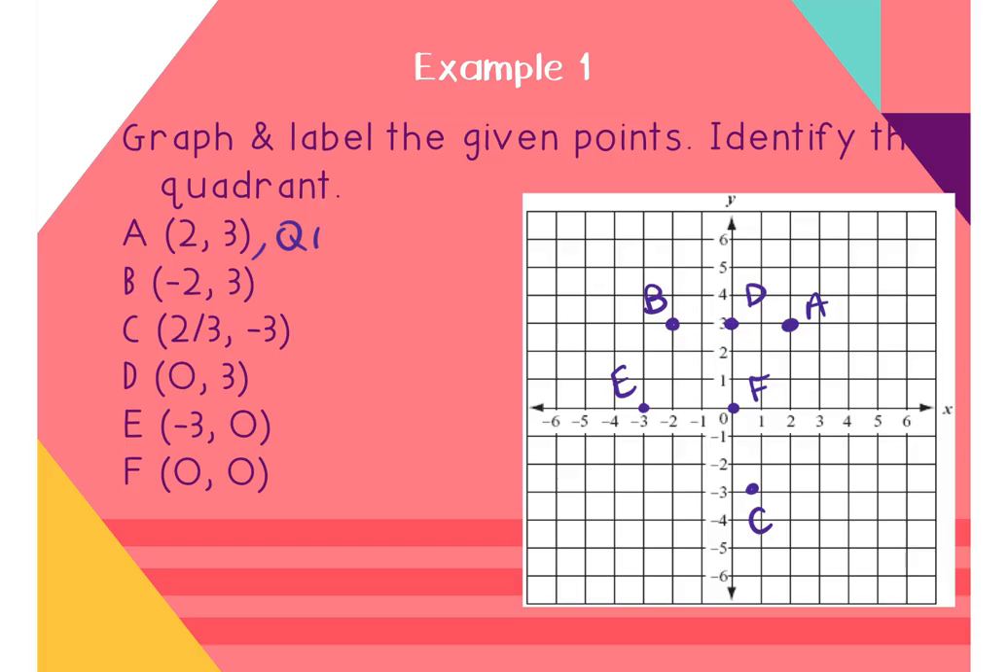All right, B, -2, left 2, up 3 would be in what quadrant? Quadrant 2. C, to the right 2, down 3 would be quadrant 4. D, 0, 3. Y-axis. So it doesn't lie in a quadrant. It lies on the axis. We give it its name. E, -3, 0. To the left 3 would be x-axis. Good. And F is called origin. Perfect.